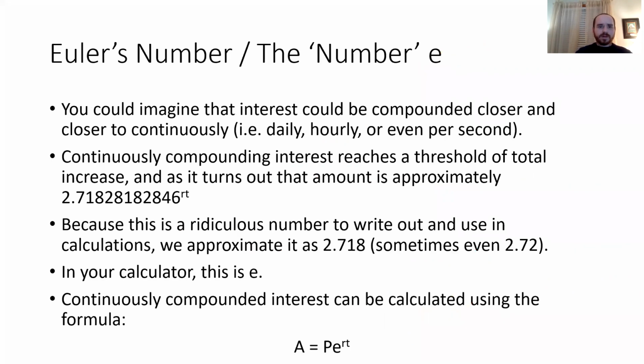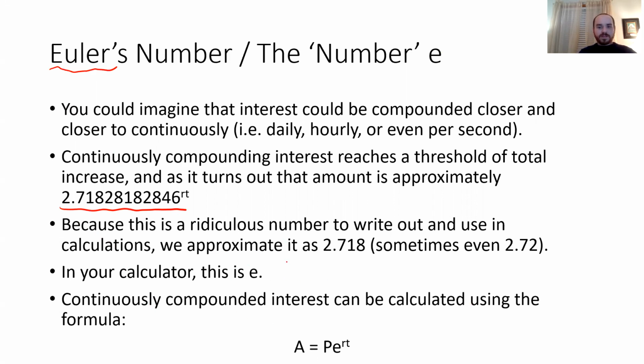Now, you might be wondering, what happens if we compound something closer and closer and closer to continuously? We could do it daily, we could do it hourly, or we could even do it once per second. Now, this is a really complicated number to arrive to, and it took one dude a long time ago. This is actually pronounced, I think, Euler. It's a weird name.